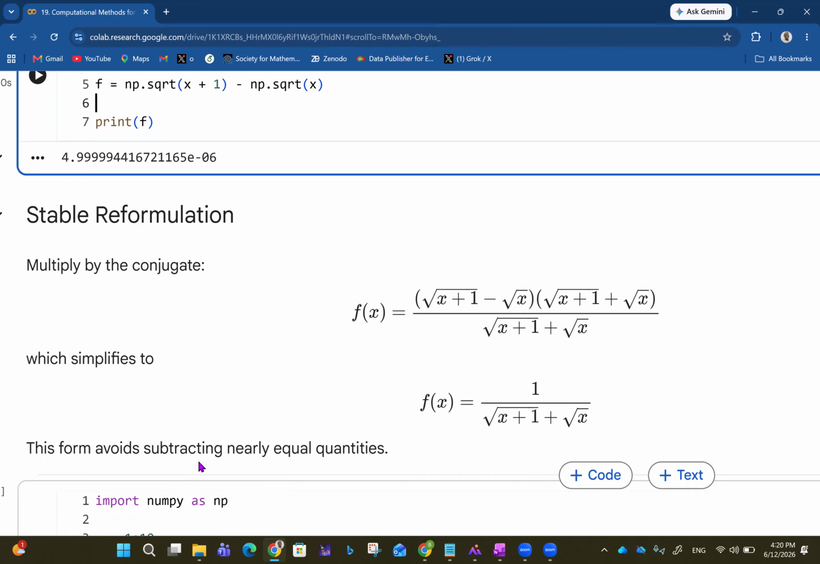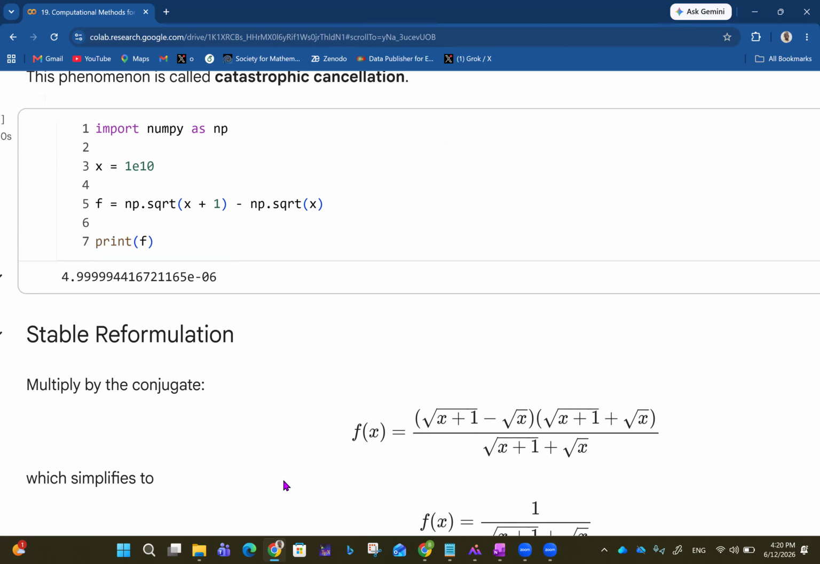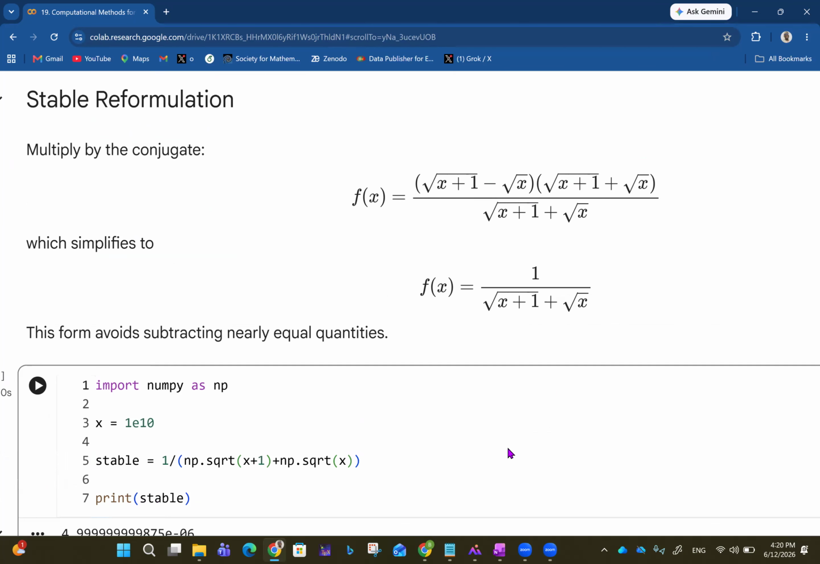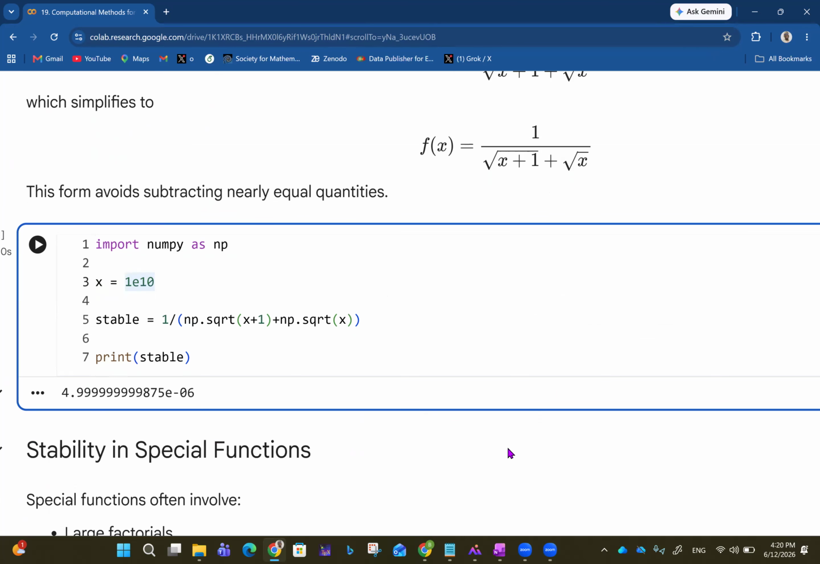This now avoids subtracting nearly equal quantities, which helps you to preserve significant digits. Of course, you still have the same expression mathematically, but this form is more stable, though the values are pretty close.